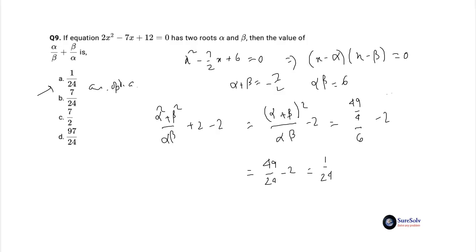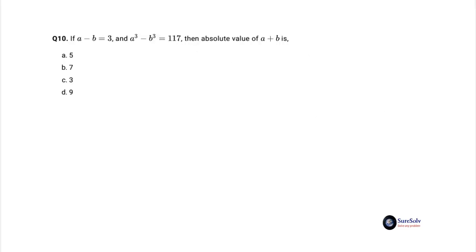Not a difficult problem. Let's solve the last question. Question 10 is, if a minus b equal to 3 and a cube minus b cube equal to 117, then absolute value of a plus b is option A 5, option B 7, option C 3, and option D 9. We'll straightaway expand a cube minus b cube. A cube minus b cube equal to a minus b multiplied by a square plus ab plus b square. This is a standard two-factor expansion of a cube minus b cube.